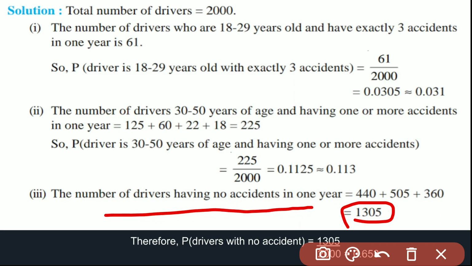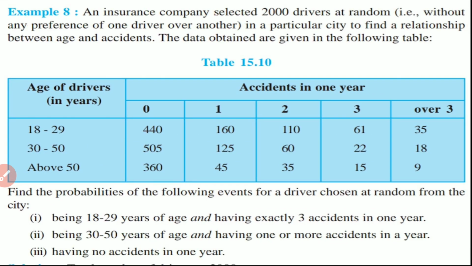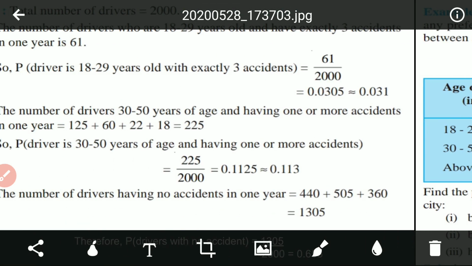The number of drivers having no accident during the year, 440 plus 505 plus 360, is 1305. For a driver with no accident, what is the probability? Whatever result we receive, 1305, we divide by the total number of drivers, which is 2000, and the actual solution is 0.653. This way we can solve the tabulation pattern of probability sums, and this was example number 8.